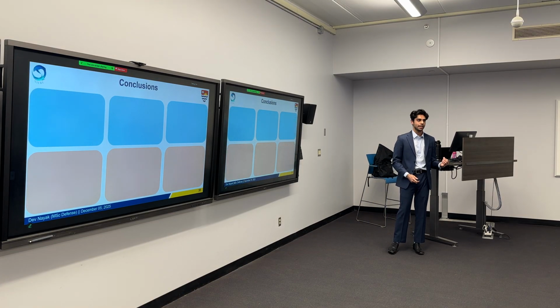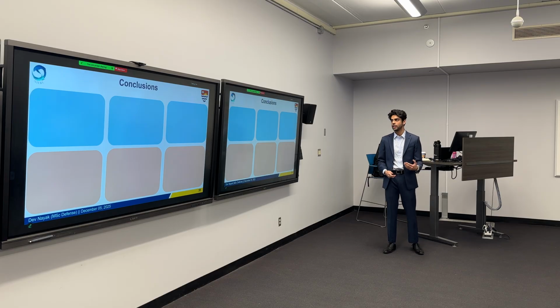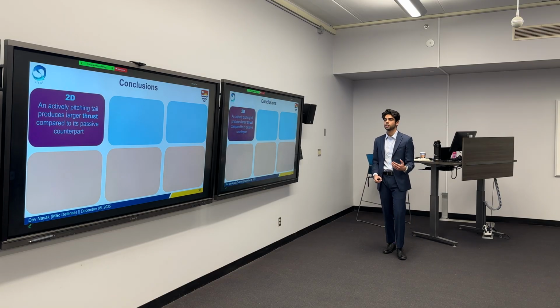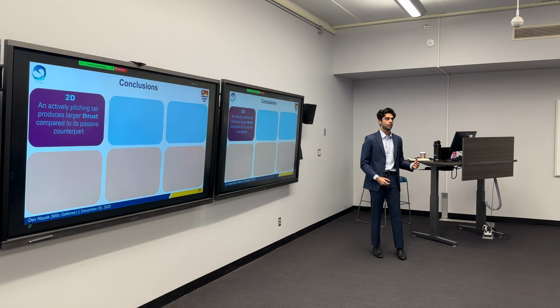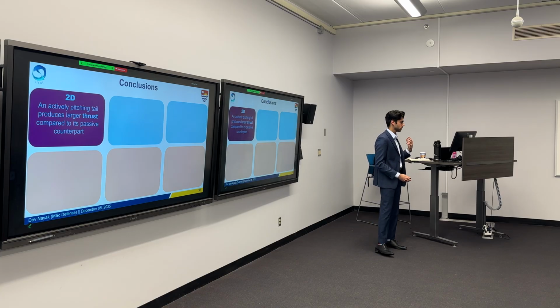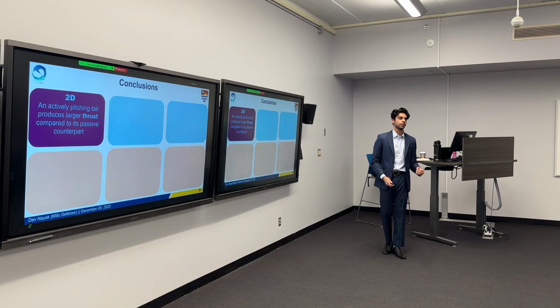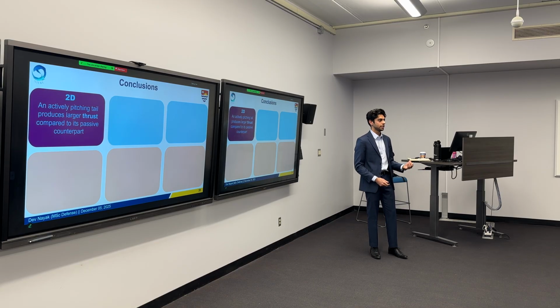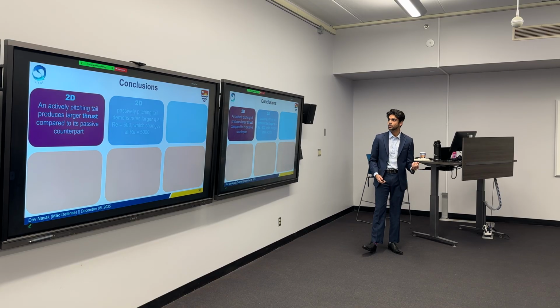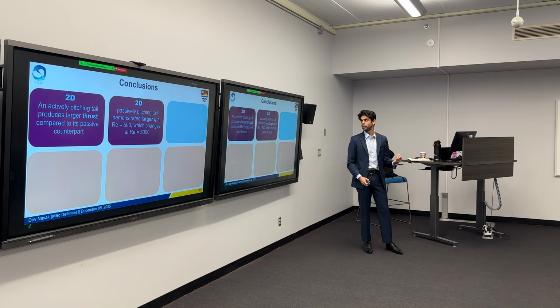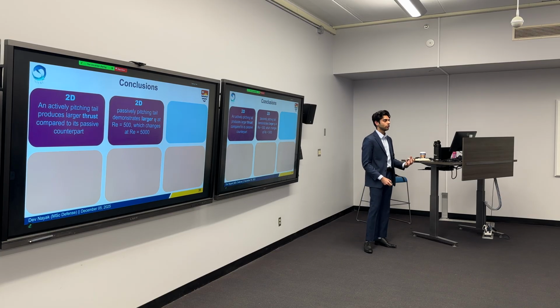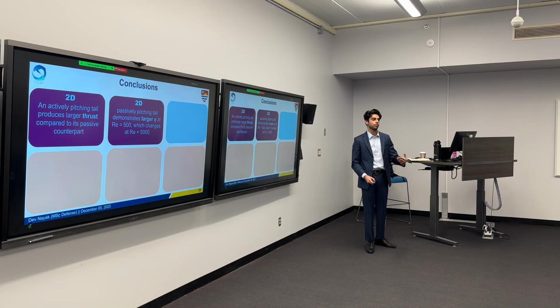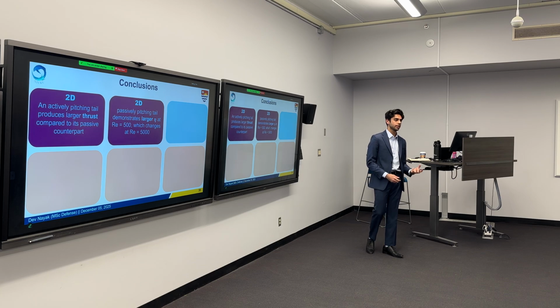So from this analysis, we can make 3 key conclusions for the 2-dimensional analysis and 3 for 3D, referring back to what we claimed in terms of our objectives. The active pitching tail does produce larger thrust than the passive pitching tail for the 2D study. Although at 2D, we do see that we have a better power ratio, going towards better performance at Reynolds number 500.